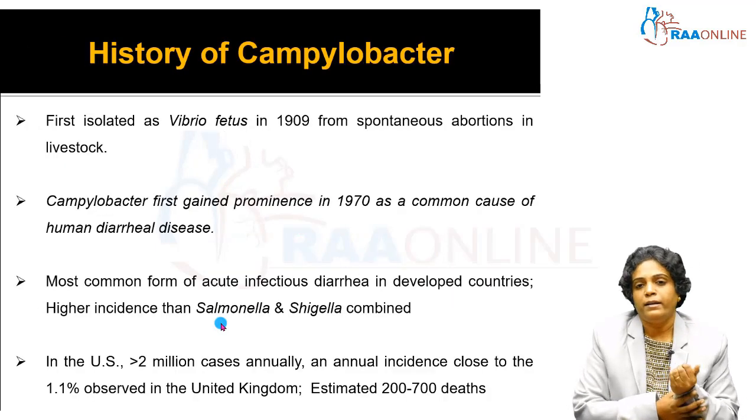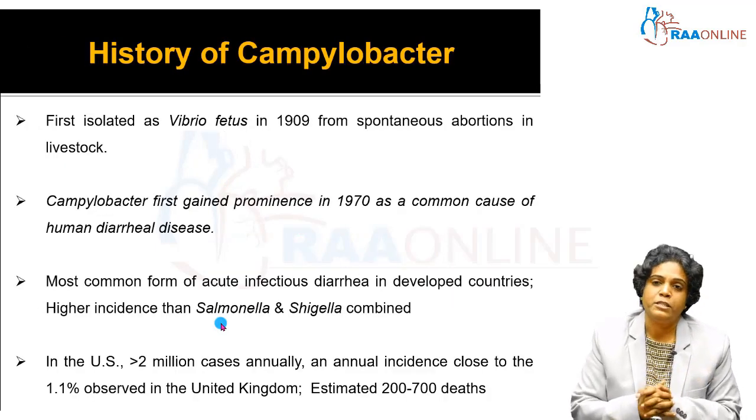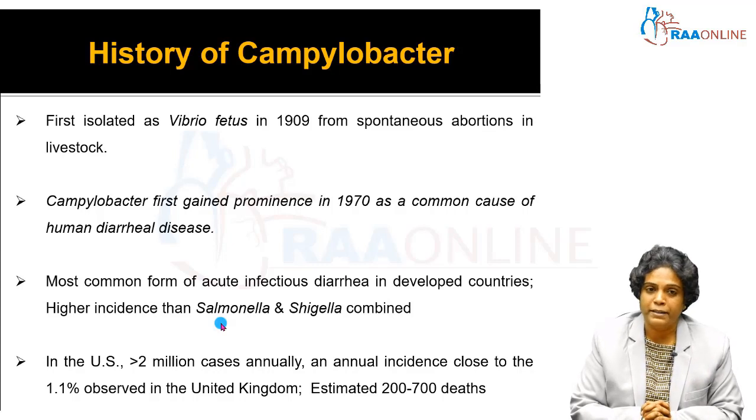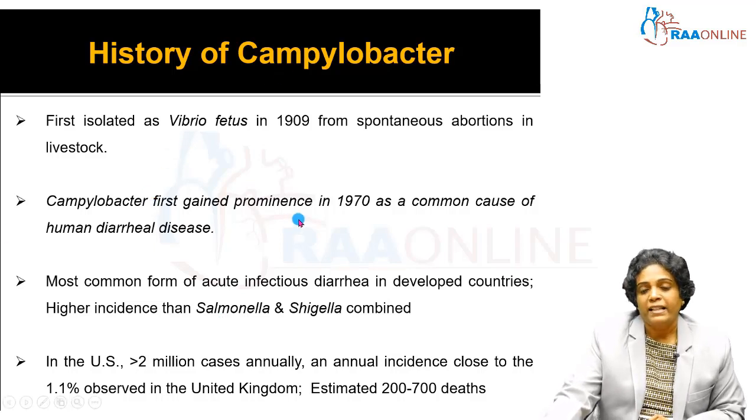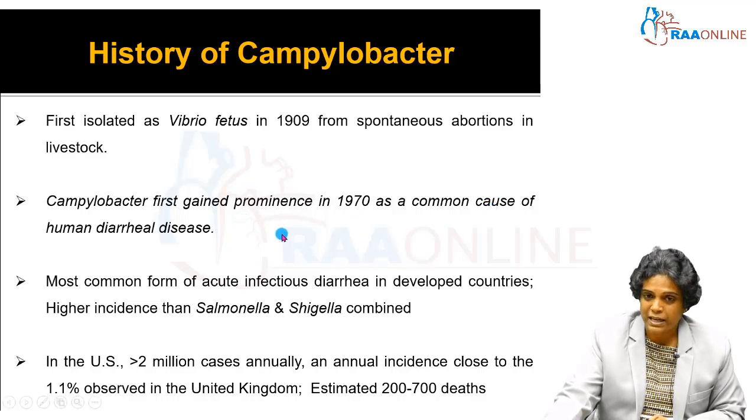So now let's look into the history of this particular bacteria, Campylobacter. This was first isolated in the year 1909 from spontaneous abortions in livestock, and they named the bacteria Vibrio foetus. And in the year 1970, this bacteria gained a lot of importance when they recognized that it's a common cause of diarrheal disease in humans.